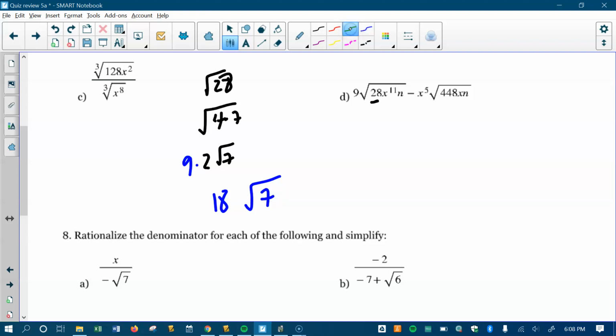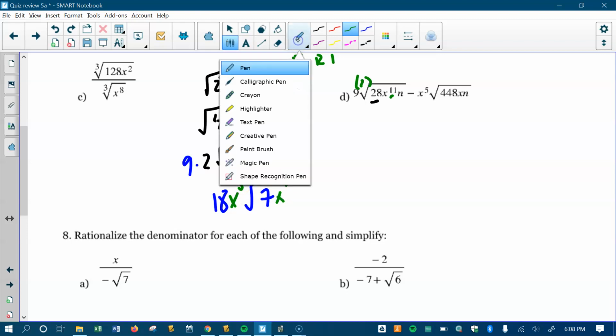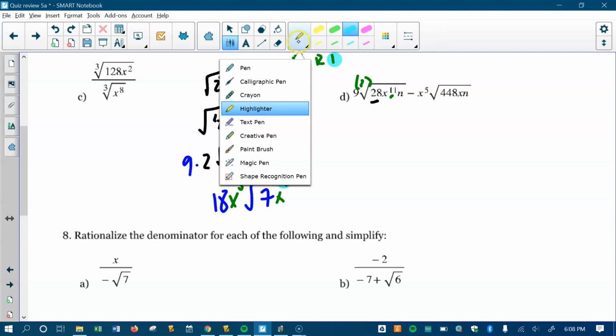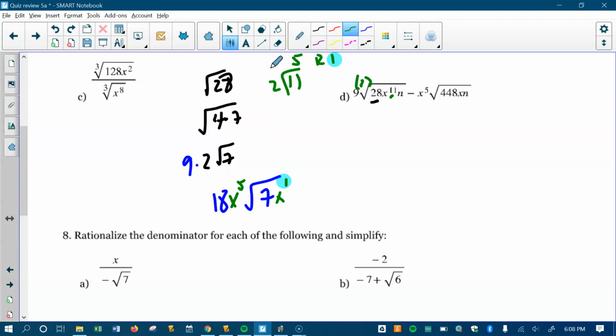The x to the 11th, so remember there's an invisible 2 here. So let's take 11 and divide it by 2. 11 divided by 2 goes 5 with the remainder of 1. So that means I can take 5 x's out, but 1 x is left inside. Next, our n is only one n, so we have to leave that inside. Okay, that's the first part. Minus. Now this part didn't change yet, so let's change it.